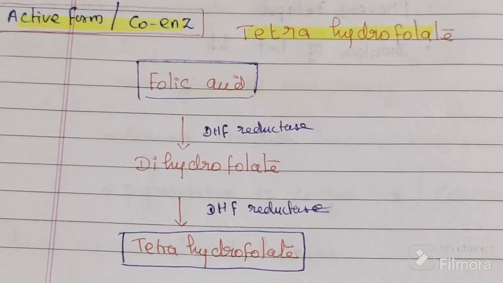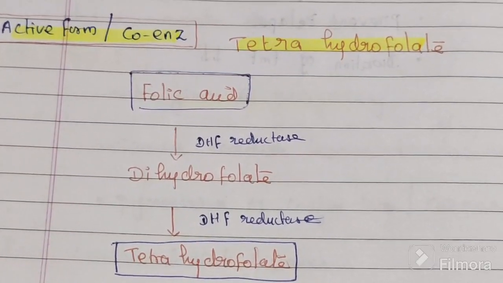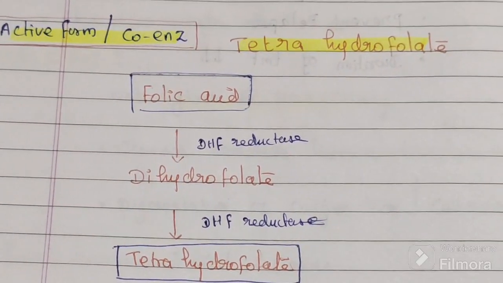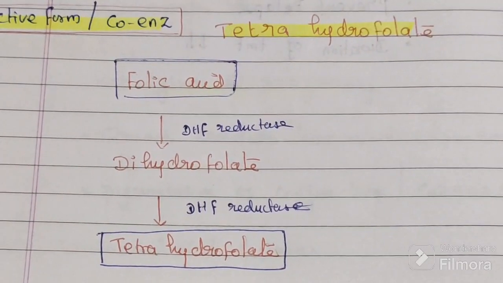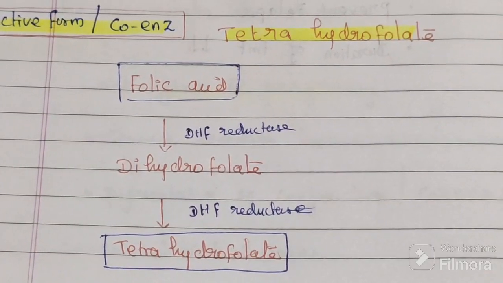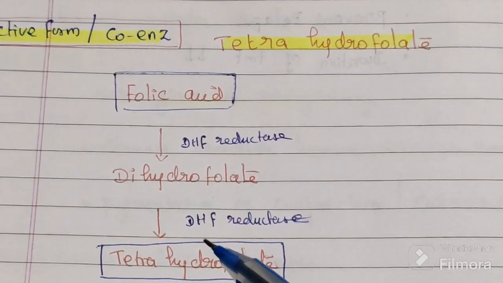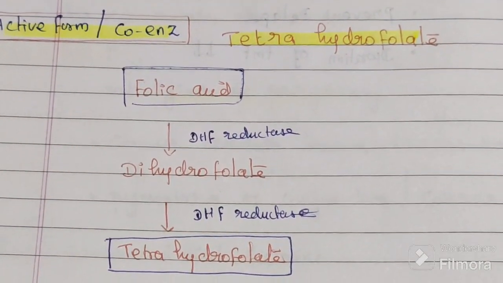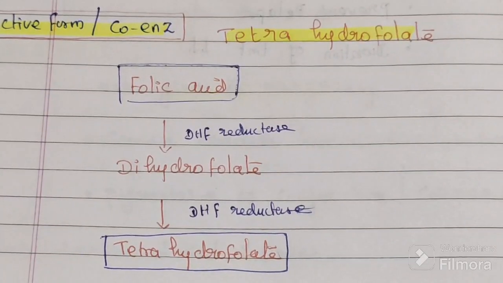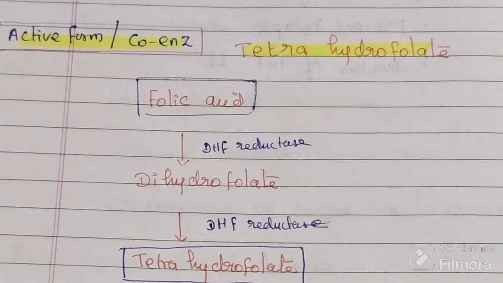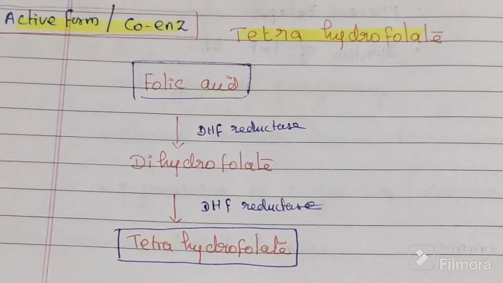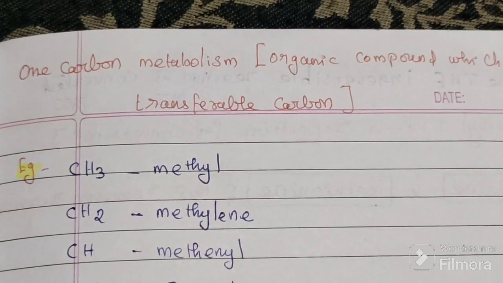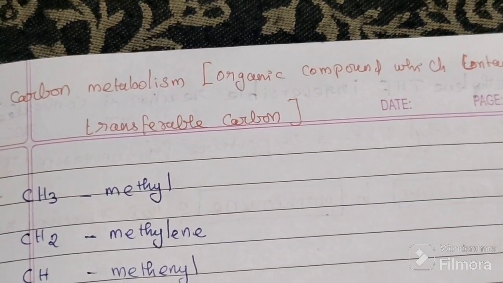is converted to dihydrofolate, and this dihydrofolate is converted into tetrahydrofolate. It is again an NADPH dependent dihydrofolate reductase reaction. And this tetrahydrofolate is the active form of folic acid, or coenzyme form of folic acid, vitamin B9, which is responsible for a number of biochemical reactions.